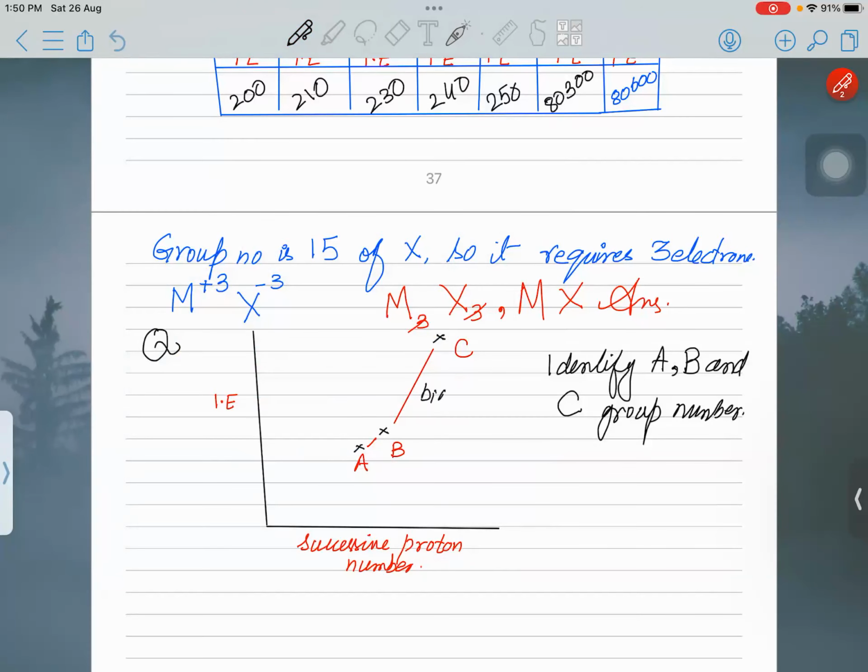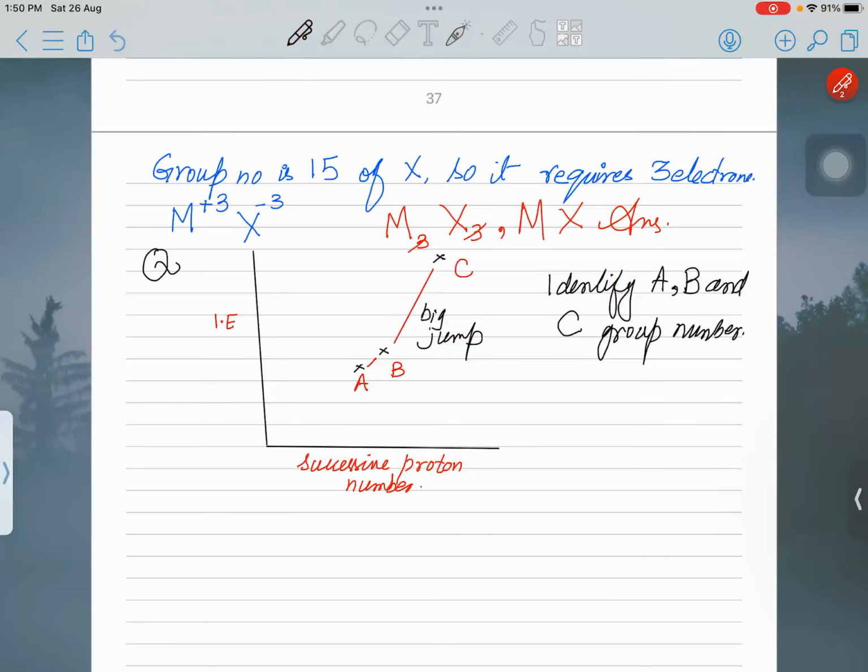This is the big jump. We know that the ionization energy starts at A, or is it before A? Always remember, we observe a big jump when the shell is changed. The shell is changed after group 18. So this is group 18. Group 18 means group 0. This is group 17. And this one is group 1.